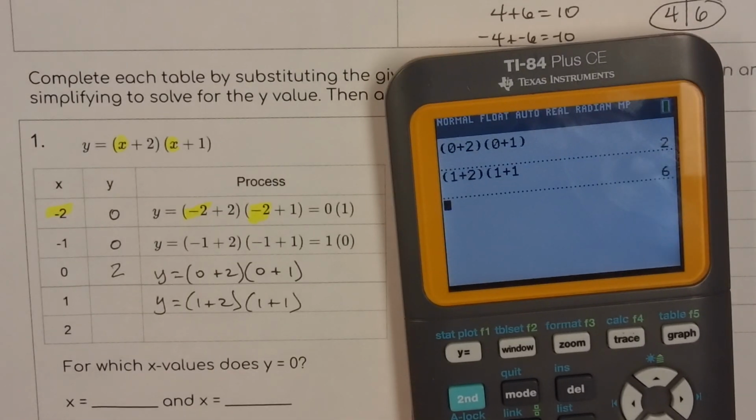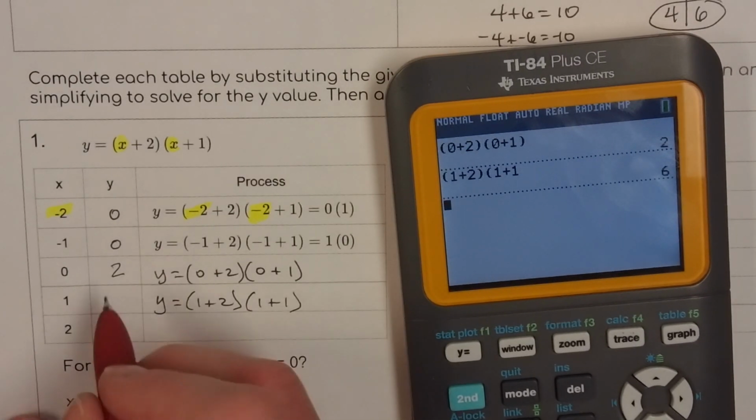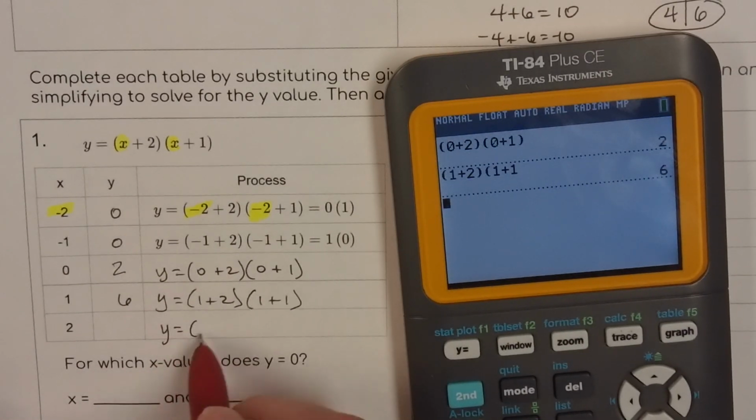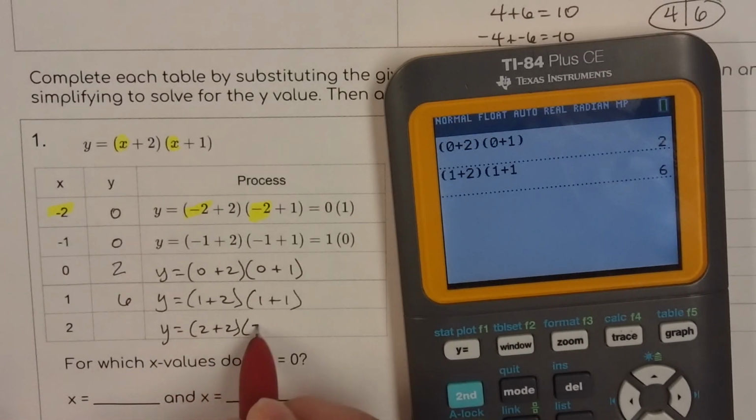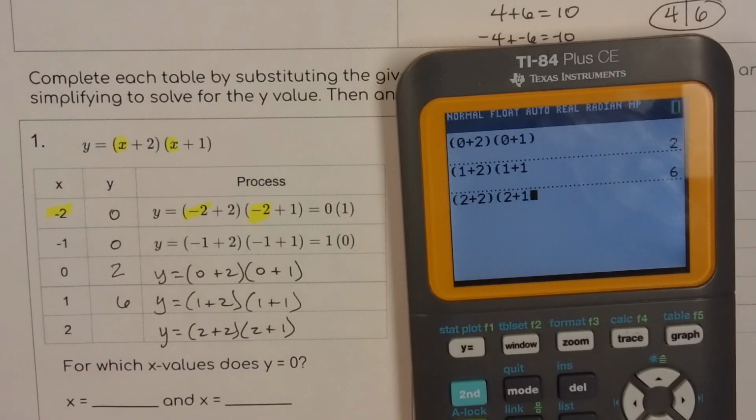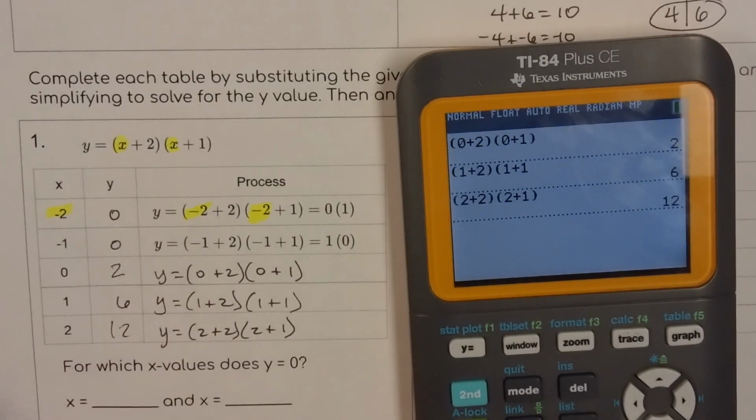Do I have to use my calculator? No. It might be helpful. Same thing again, we're going to put a 2 here. So 2 plus 2, 2 plus 1. We're switching out that first number. So 2 plus 2, 2 plus 1. And we get 12. There we go. Alright, so we plugged in an x value, we got out the y values, we wrote them down.